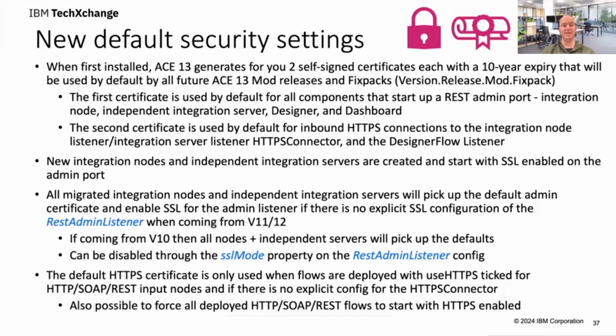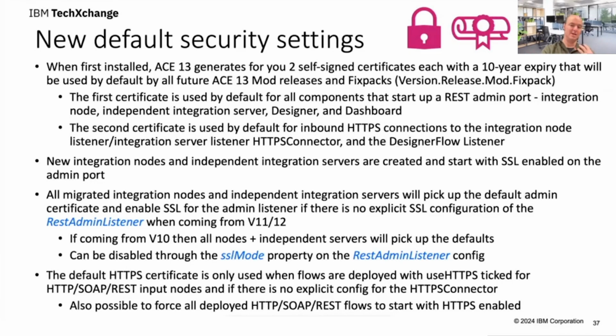So what that means is, if you are migrating any nodes and servers across to version 13, and you didn't have SSL enabled before, they were HTTP listening, those will now start at version 13 with HTTPS enabled, and we'll pick up those defaults. You can disable it with the SSL mode property to turn it off, but just be aware that anything that was HTTP when you migrate or create new will now start with HTTPS, and so you might have to turn that off if you don't want to use HTTPS.